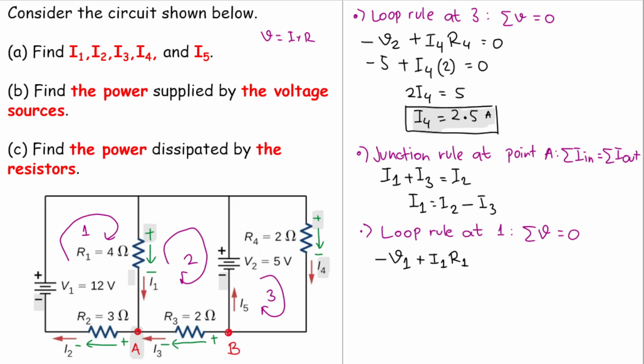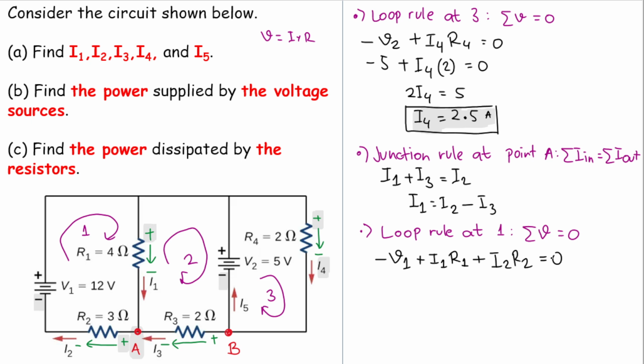And then the loop here will enter into this R2 here from the positive terminal. So we will have plus, the current is I2 and the resistance is R2. And all of that will equal to 0.